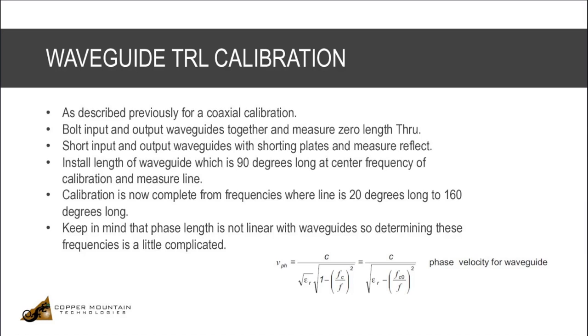And the nice thing too is that the line, being a waveguide, is going to look really, really nice. It's easier to make a 90 degree through in waveguide than it is to make a precision 50 ohm line in coax. Do keep in mind, if you're actually doing this at home, that the phase length of a waveguide, in order to determine that 90 degrees, is not linear at all. There's this formula for the phase velocity in the waveguide. As you approach cutoff, the wave is bouncing quite a bit, and the phase length gets to look really long.